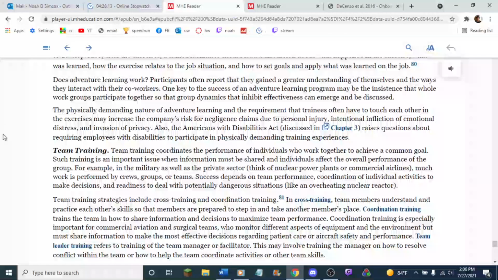Does adventure learning work? Participants often report that they gained a greater understanding of themselves and the ways they interact with their coworkers. One key to the success of the adventure learning program may be the insistence that whole work groups participate together so that group dynamics that inhibit effectiveness can emerge and be discussed.